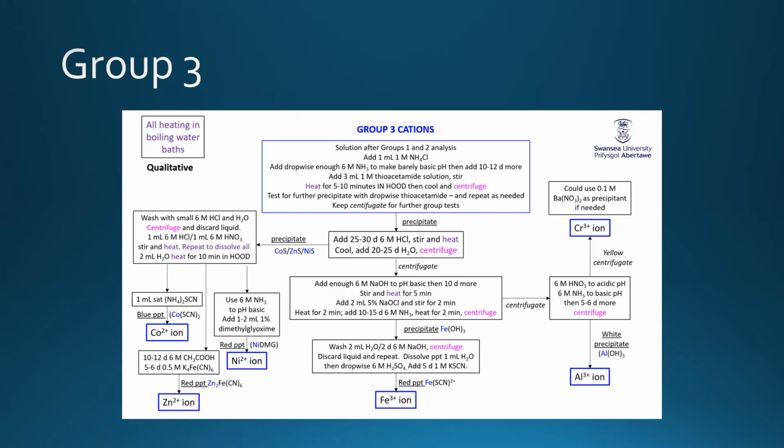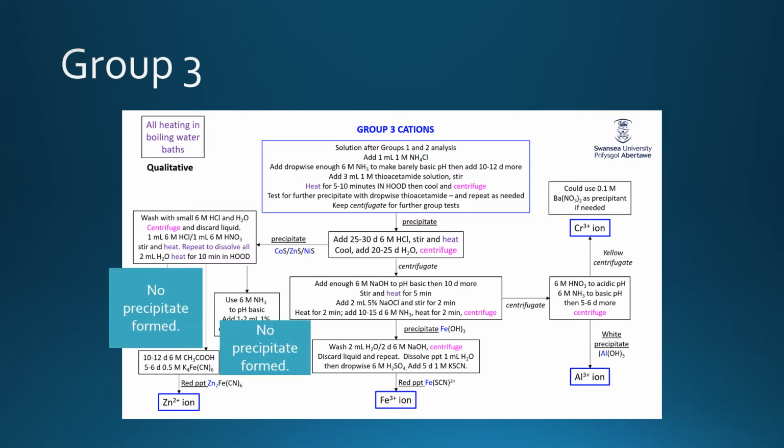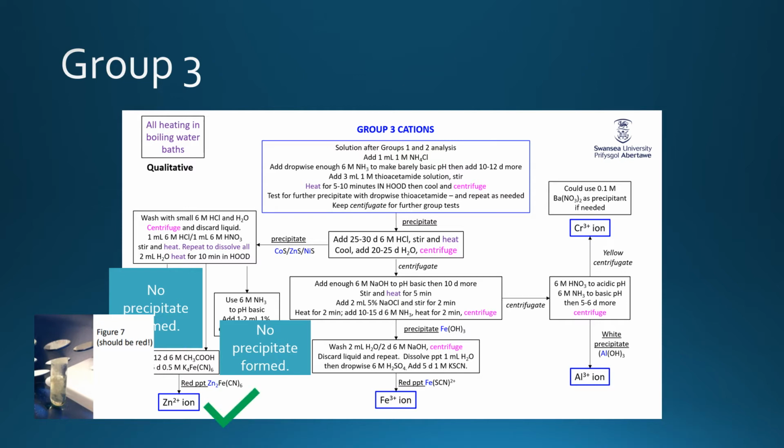Here is the analysis pathway for our group 3 cations. So when testing for our cobalt and our nickel, it was found that no precipitate formed whatsoever. However, when testing for our zinc, we ended up getting a white crystalline precipitate forming throughout the liquid. So that's a good indicator that we do have zinc in there of some kind.